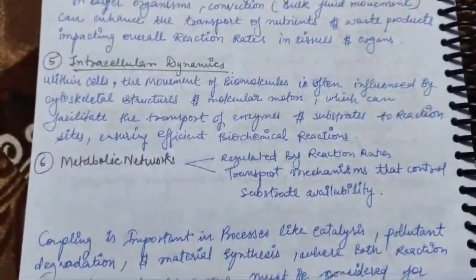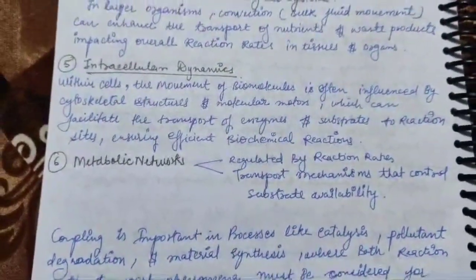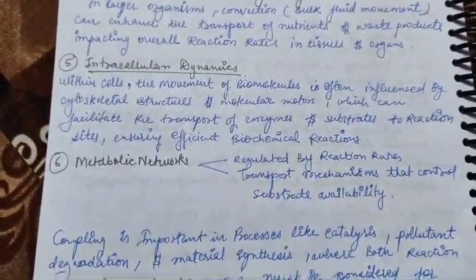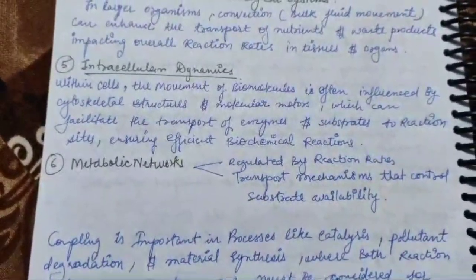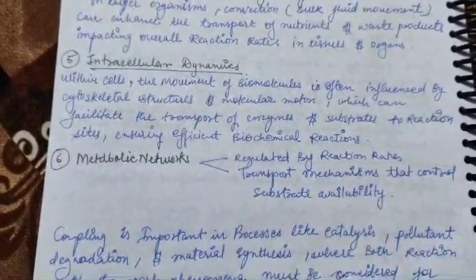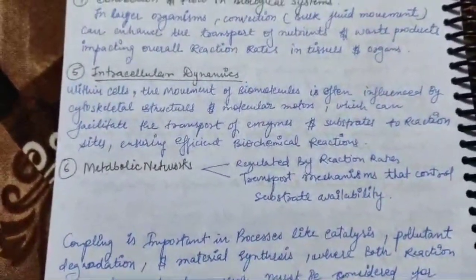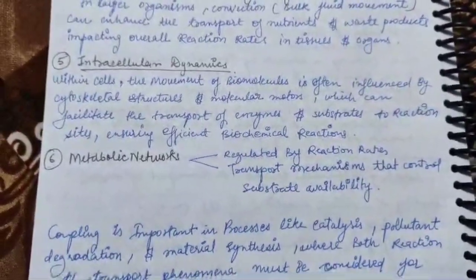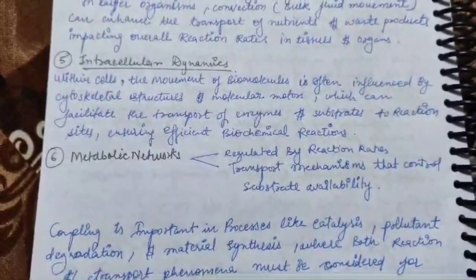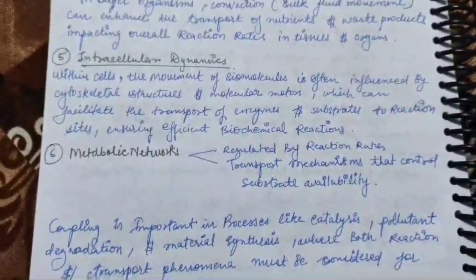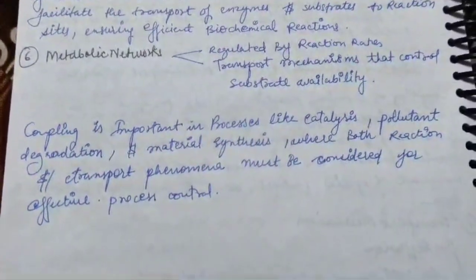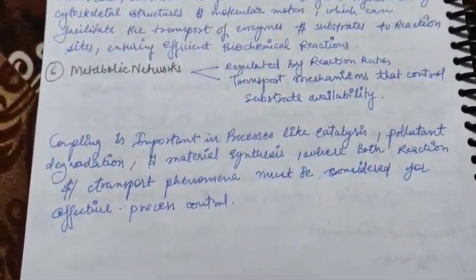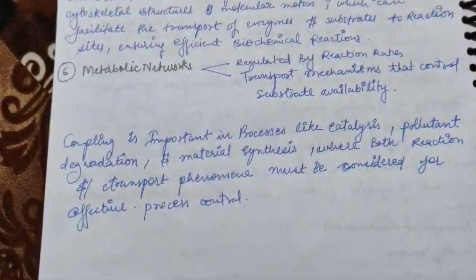The intracellular dynamics within the cell. The movement of the biomolecules is often influenced by the cytosolic structures and the molecular motors, which facilitate the transport of enzymes and substrates, ensuring efficient biochemical reactions. The metabolic networks are regulated by the chemical rates and the transport mechanisms that control substrate availability. Coupling is very important in processes like catalysis, pollutant degradation, and material synthesis, where both reactions and transport phenomena must be considered for effective process and control.